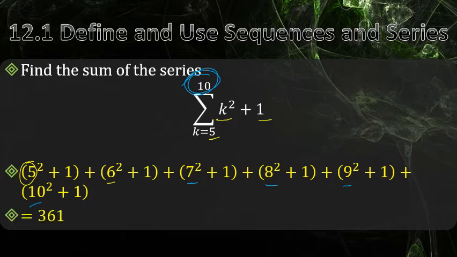And you have to figure out what all those are. So, 5 squared plus 1 is 26, 37, 50, 65, 82, 101. Add those together, you get 361. So the sum is 361.